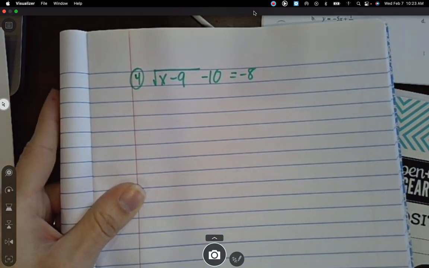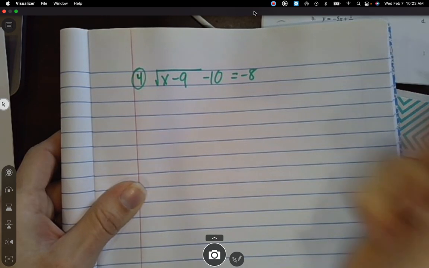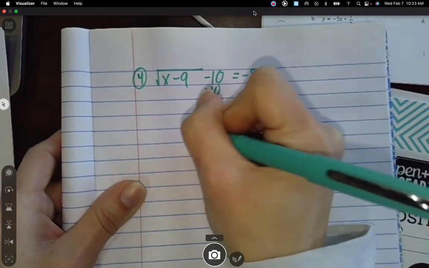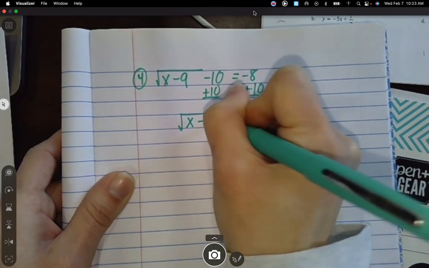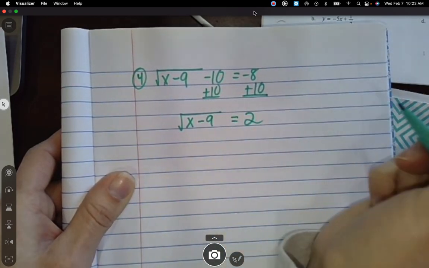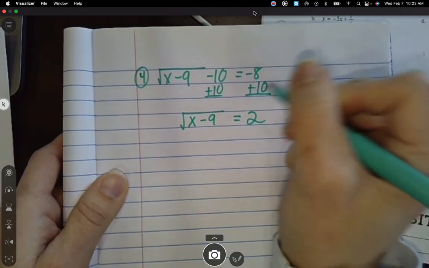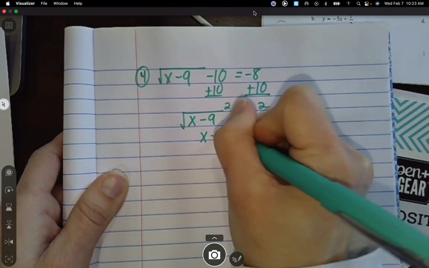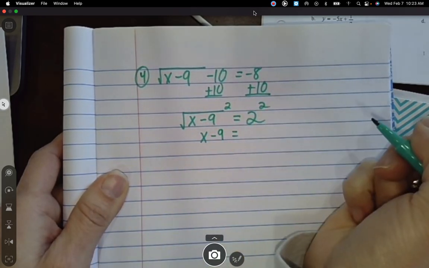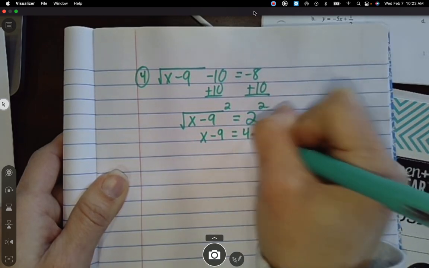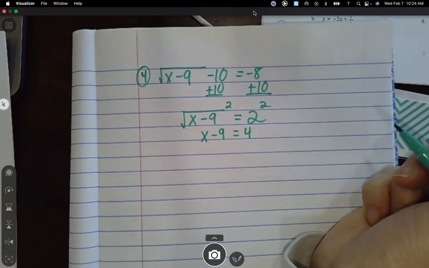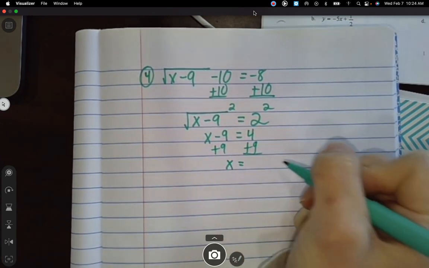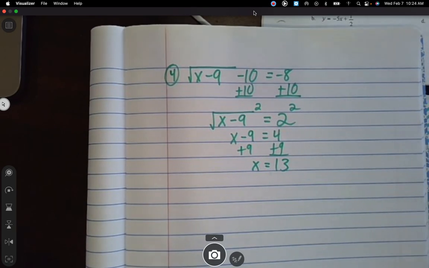So what do I do on this one? Add 10. So the square root of x minus 9 equals 2. Then what? Square both sides. And just bring everything down. That becomes x minus 9. And what's 2 squared? 4. And then one more step. What am I going to do? Add 9 to both sides. So I get x equals 13.